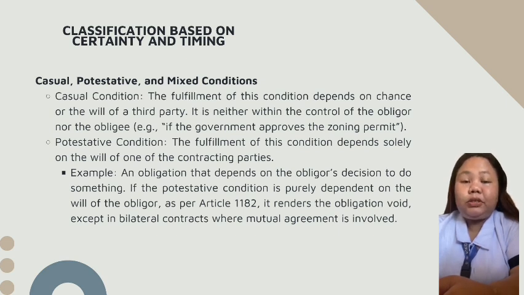The second is the positive condition. This condition is one that depends on the will or action of one of the contracting parties. It is divided into two. First is the valid positive condition. This is based on the party's effort or performance. The second is the invalid positive condition. It is based purely on the debtor's declaration, making the contract uncertain.